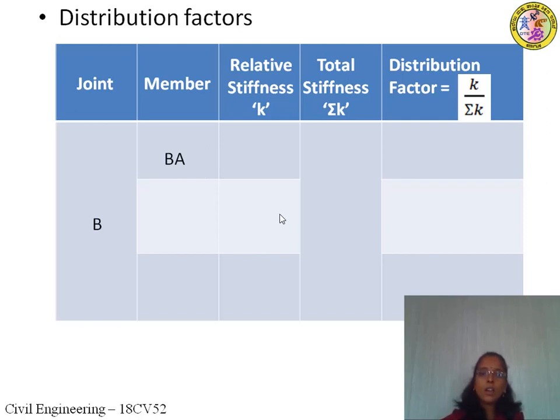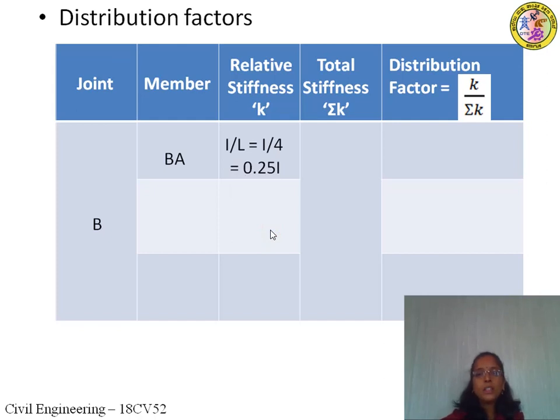So as I have already explained, the far end A is fixed. Therefore relative stiffness is calculated by I by L. So I is 1I and length of the member BA is 4 meter. Therefore I by 4, that will be equal to 0.25 I.